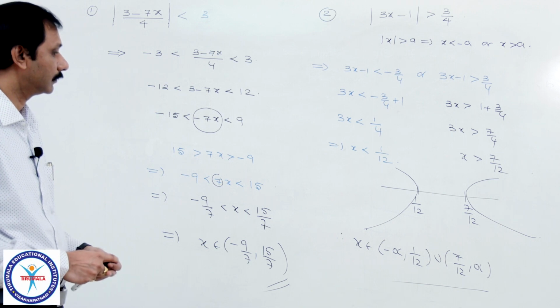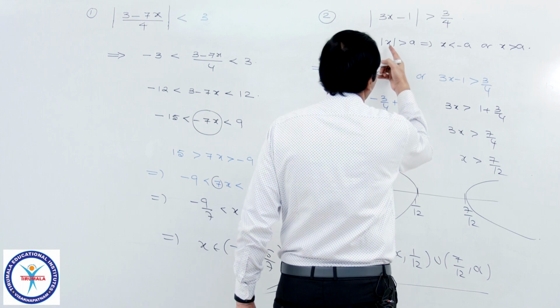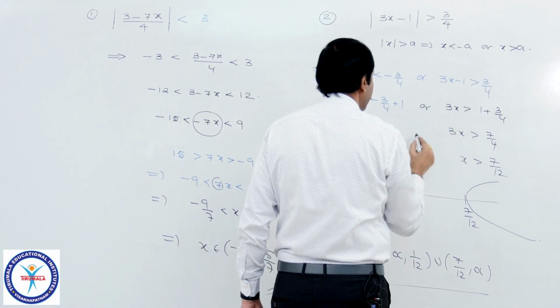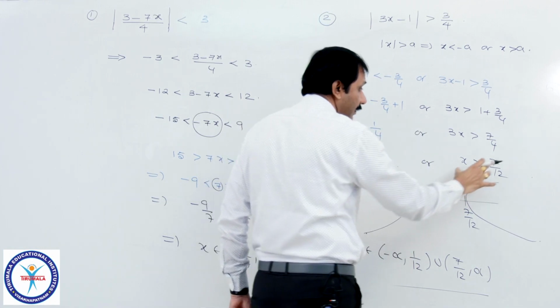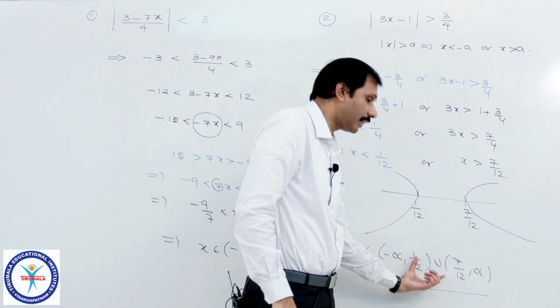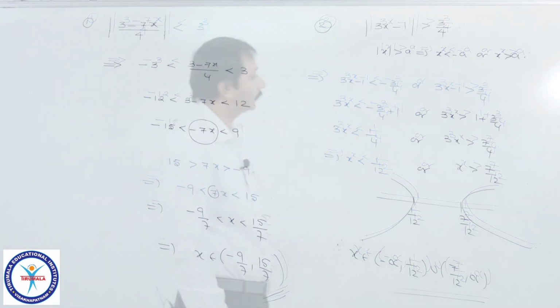Why union here? Because mod x greater than a means x less than minus a or x greater than a. It is or. It means these values of x or these values of x. That is, any value of x in this interval will be a solution for that given inequality.